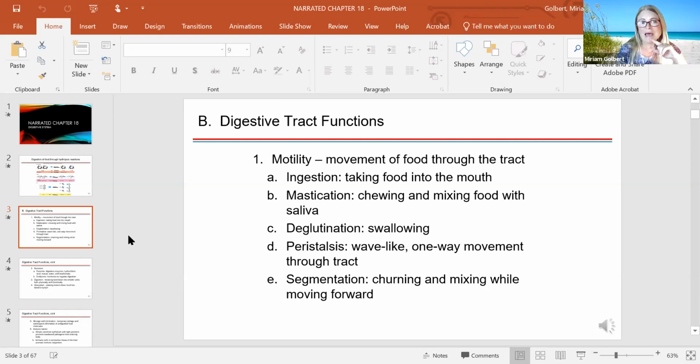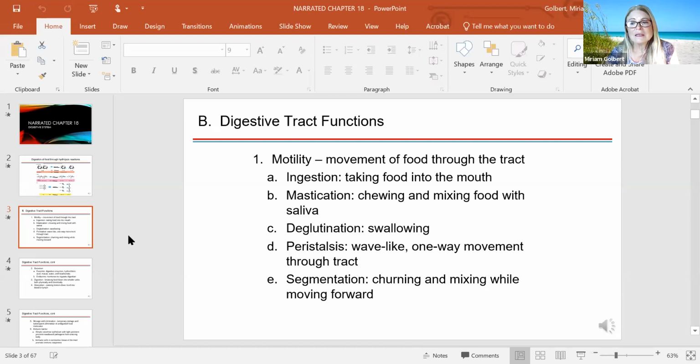So we start in the mouth, taking the food in the mouth. We then do mastication, which is chewing. In the oral cavity, we mix the food with saliva. And then whenever we think it's ready, there's a conscious activity that we decide to swallow, which is deglutition.